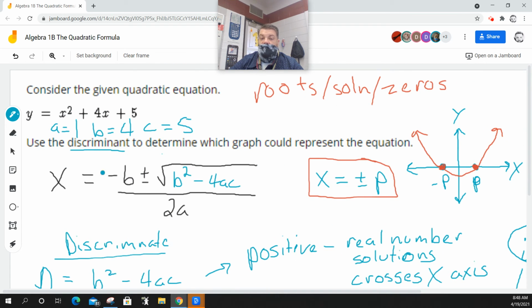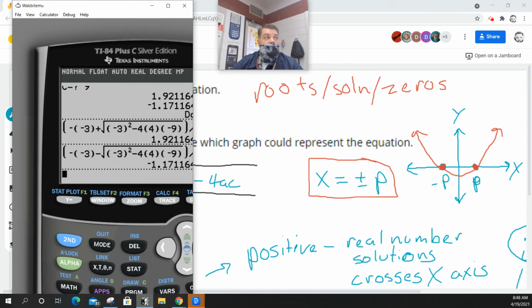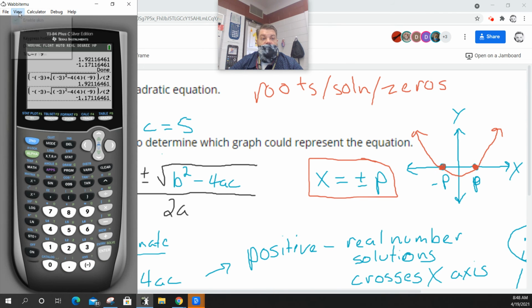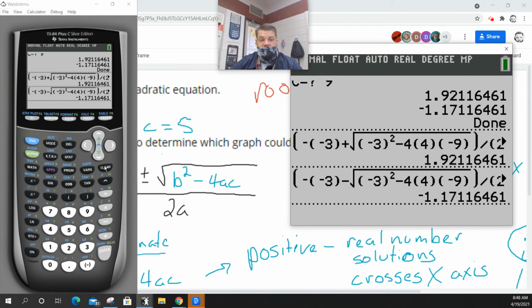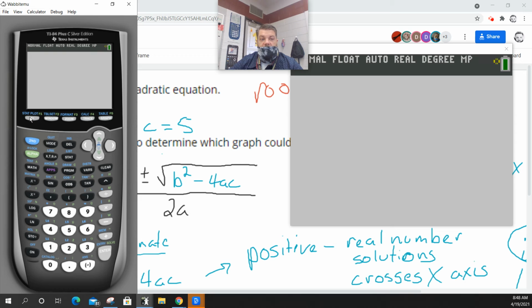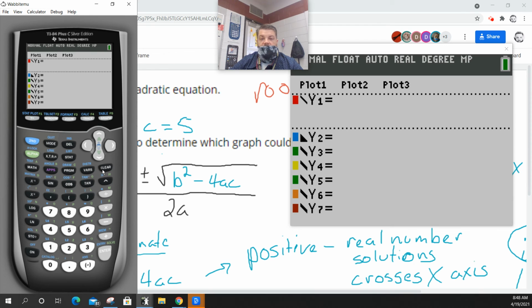What am I going to do? Well, to see what the graph looks like, let's just graph it in the graphing calculator. So turn your calculators on. And we are just going to graph this bad boy. And let me show you my screen a little bigger so you can see everything that I'm doing. Go to y equals, clear that out, and put in x squared plus 4x plus 5. We're going to hit graph.